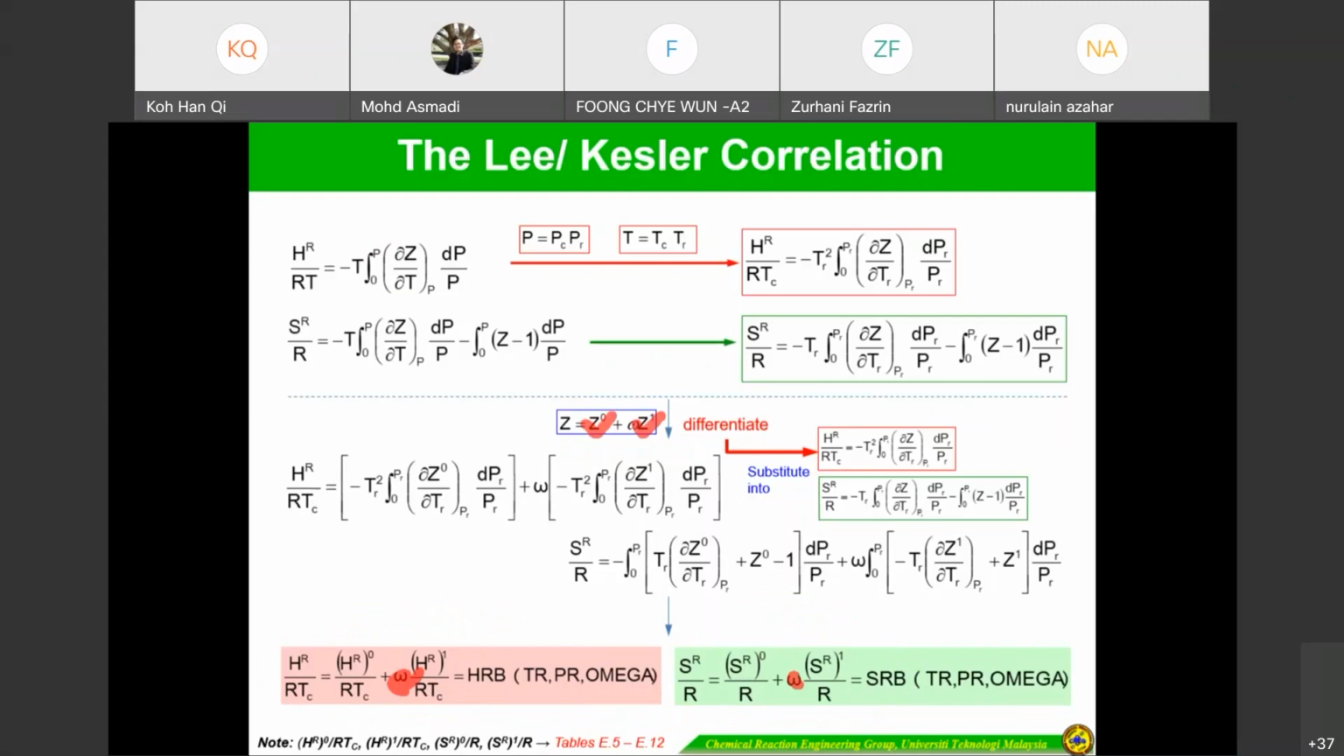How to determine this one? You have to determine this one first, this one, this one. Once you determine them by interpolation, you can get SR as well as HR. It's quite tedious, because you have to do the interpolation many times. That's the problem for Lee-Kessler, but you can calculate at high pressure.